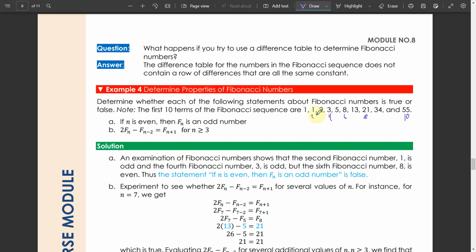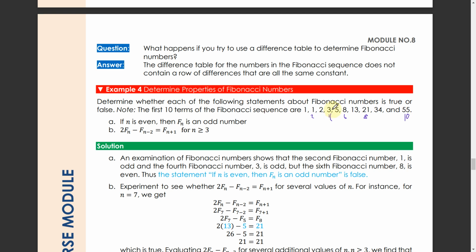So f of n at the second term is 1 and 1 is odd, so that is true. At the fourth term, our f of n is 3 and 3 is odd, so that is also true. But how about the sixth term? At n equal to 6, our f of n is 8, but 8 is not an odd number. So meaning the statement, if n is even, then f of n is an odd number, is false. No?